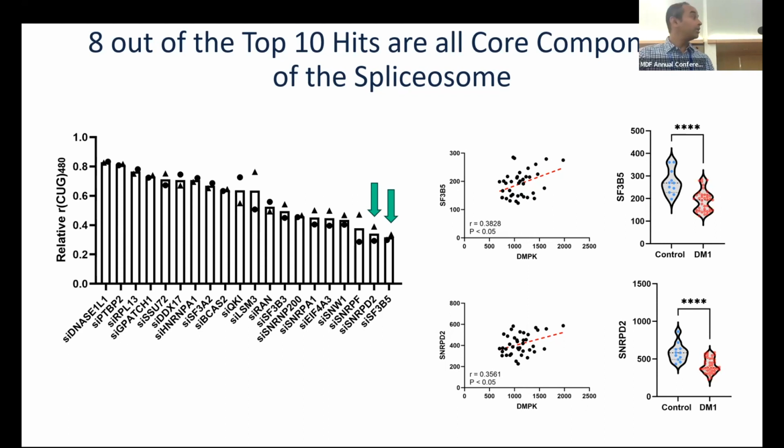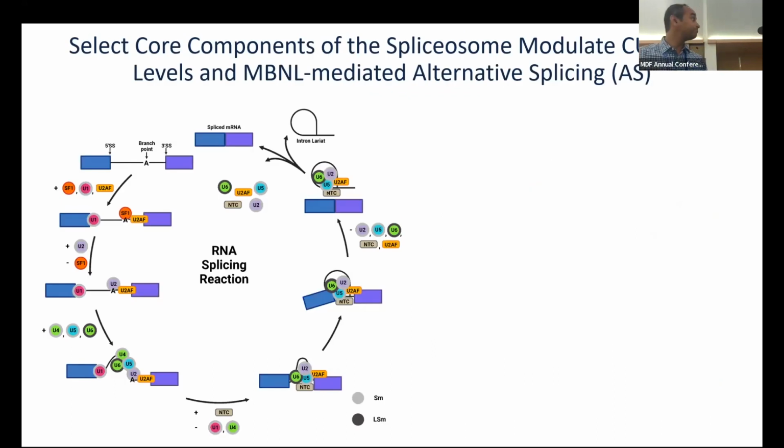And furthermore, we also saw that expression was significantly lower in DM1 patients compared to controls. And so while this is correlative, it was interesting that there was this correlation and could plausibly indicate that there may be some compensatory expression changes that could potentially mitigate the CUG expansion levels by modulating DMPK. But again, correlative, so you have to take that with a grain of salt.